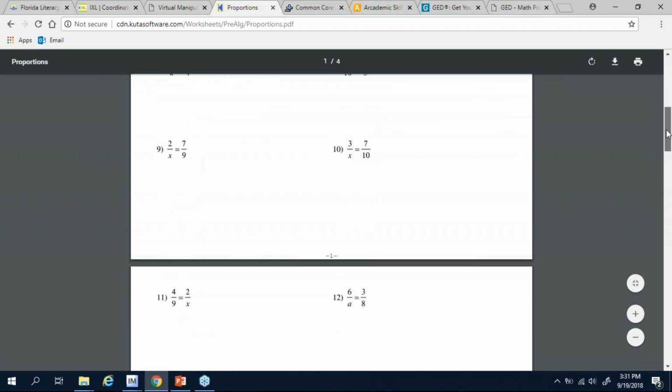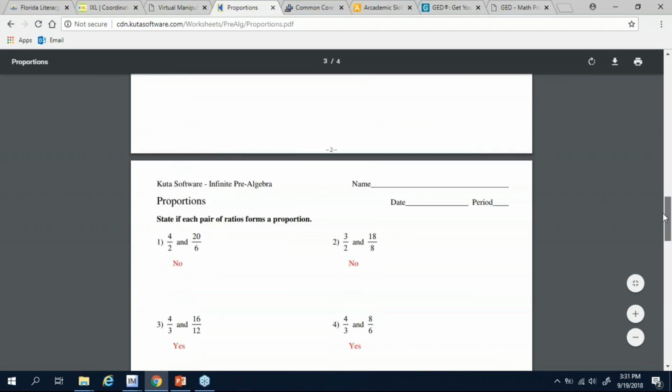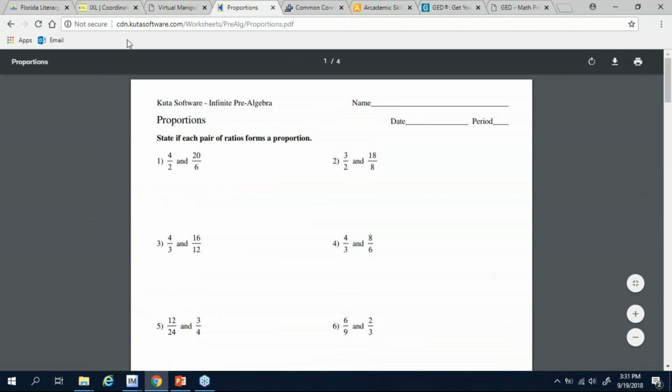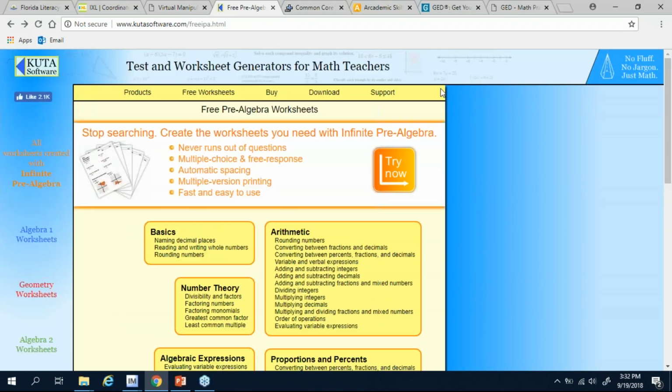But these are ready to go, ready to be downloaded or printed. They've got the answers there, so it's a very convenient resource. And CUDA software, I will say, is typically more for my higher level or GED students because the lowest is going to be pre-algebra there.